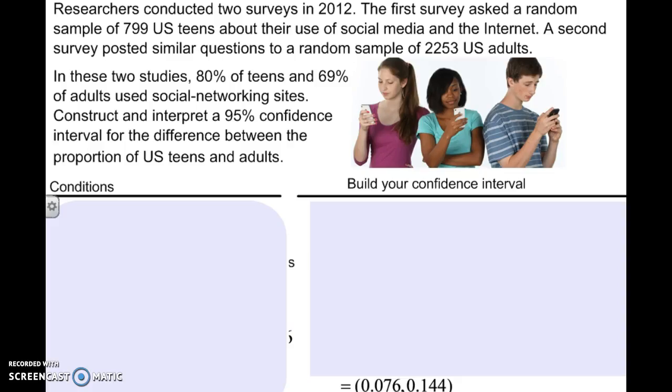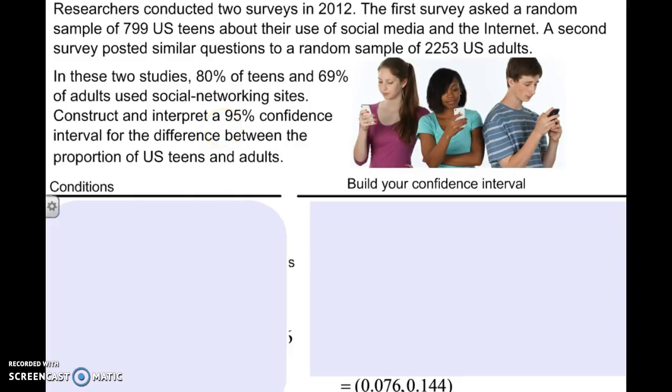So here's a problem. Researchers did this in 2012. They asked a random sample of 799 teens about their social media and internet use, and then 2,253 adults, same questions. In these two studies, 80% of teens and 69% of adults use social networking sites. We want to construct and interpret a 95% confidence interval for the difference between the proportion of U.S. teens and adults.